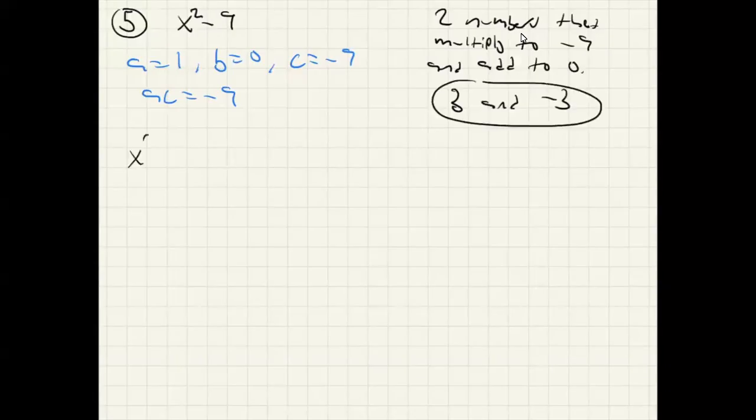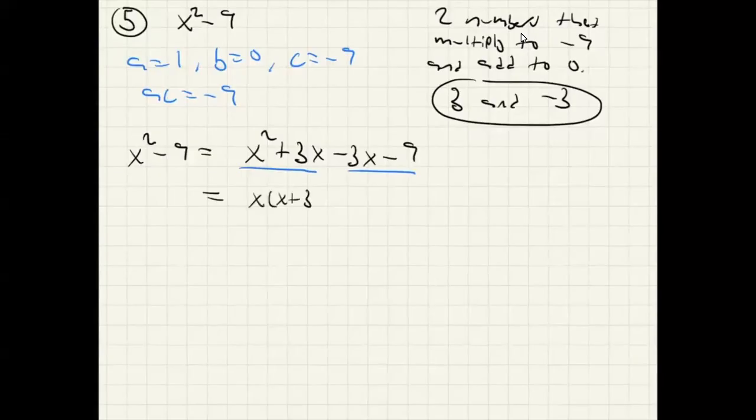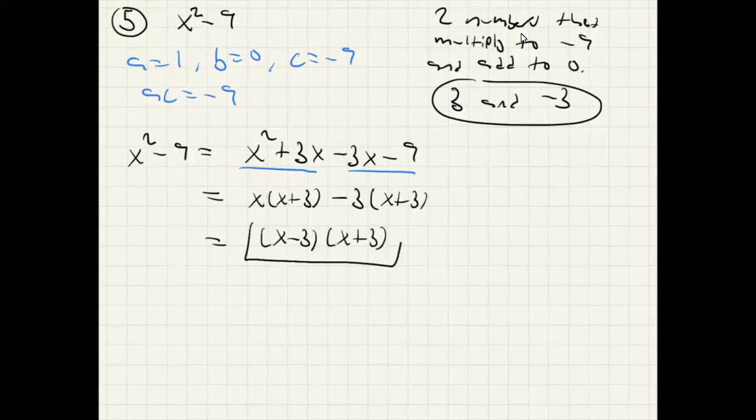So you can write x squared minus 9 as x squared plus 3x minus 3x minus 9. Again, you do by grouping, so these two together, x times x plus 3, minus 3 times x plus 3, which is x minus 3 times x plus 3.